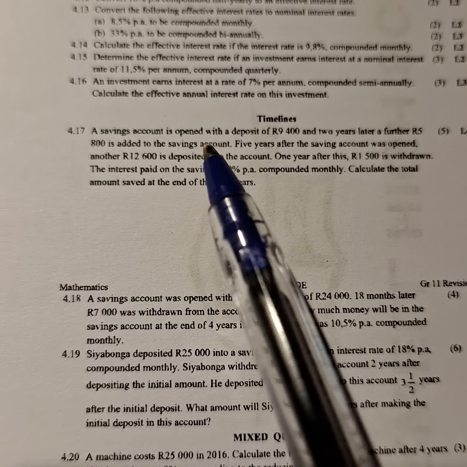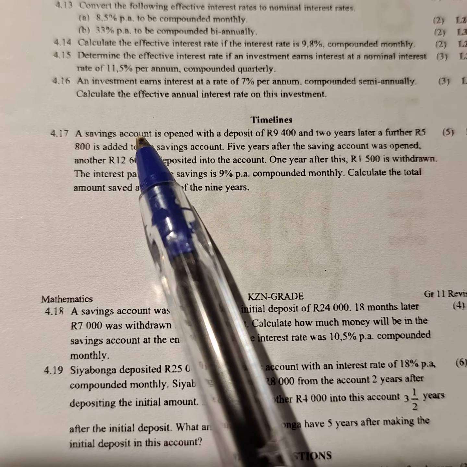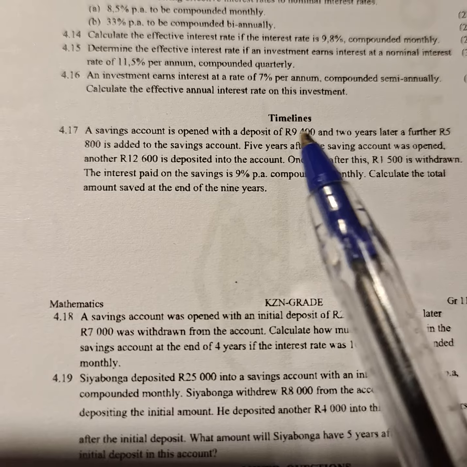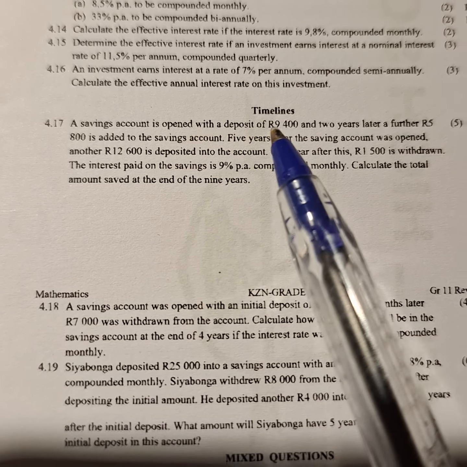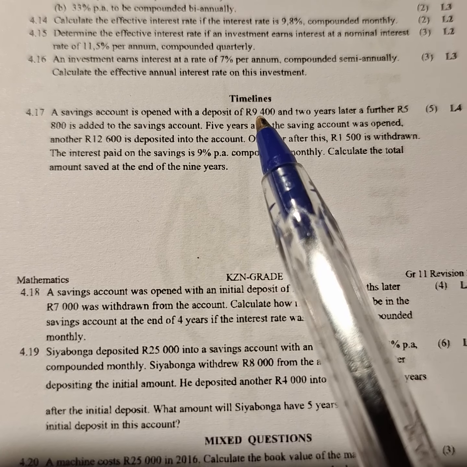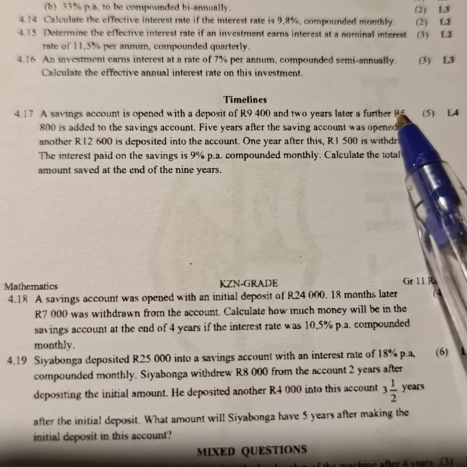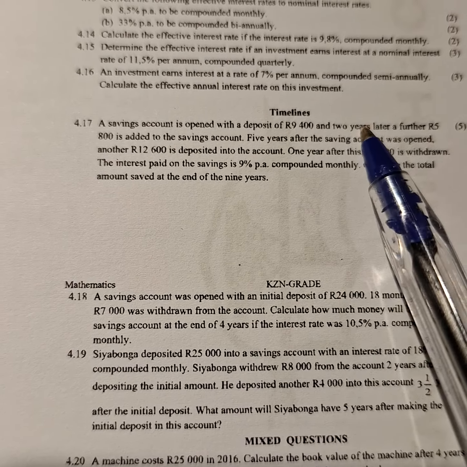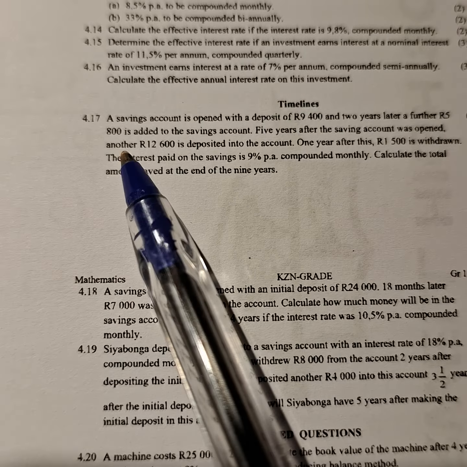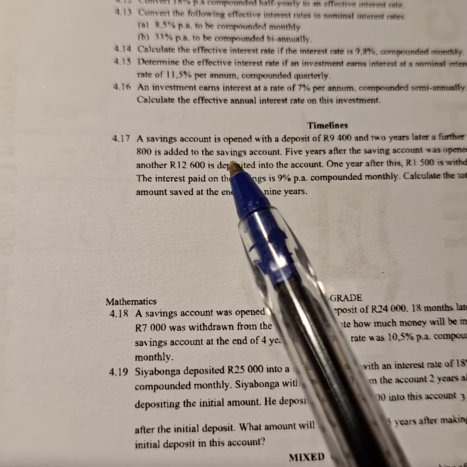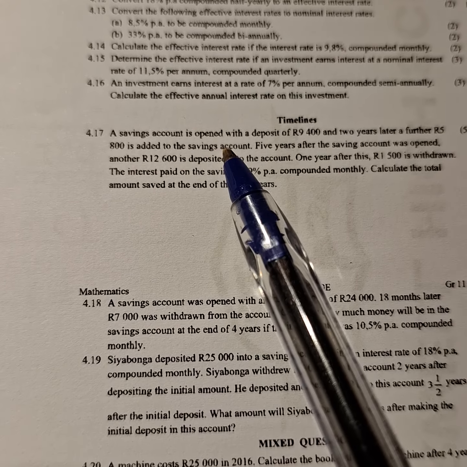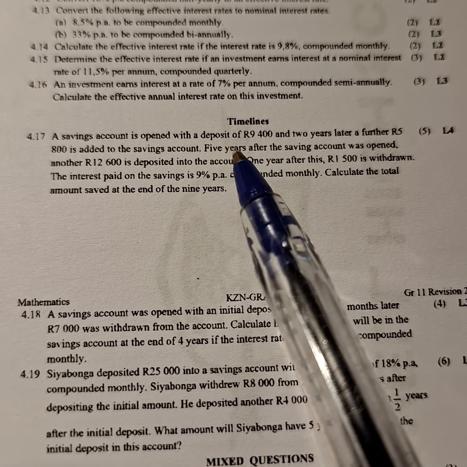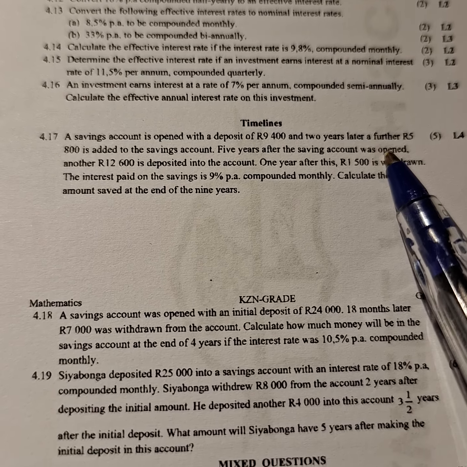So let's look at this question. Here we are told a savings account is opened with a deposit of 9,400 Rand. So this is the initial amount put into an account. And 2 years later, a further 5,800 is added to the savings account. So this is an additional deposit, but it's made 2 years later.